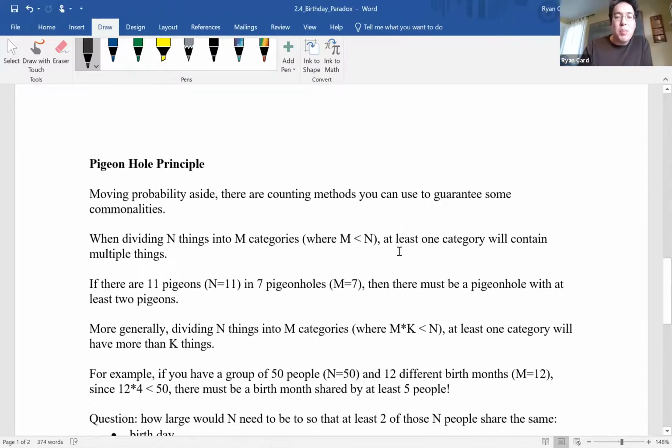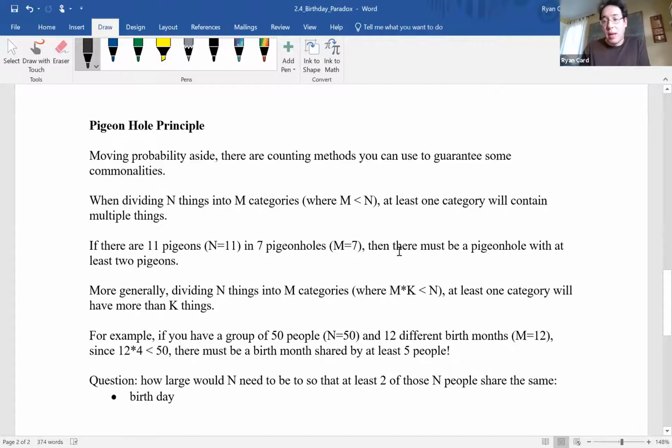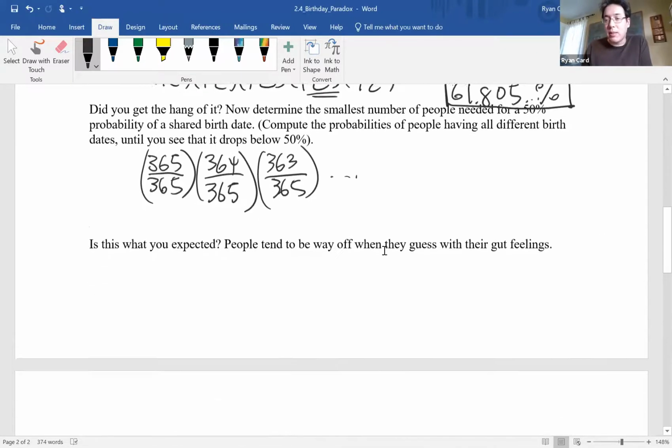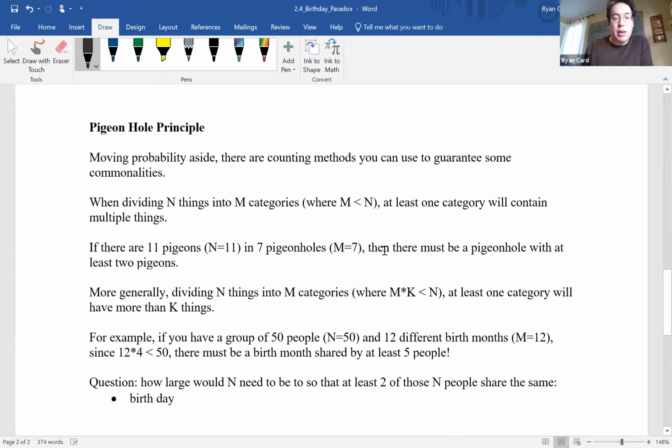Let's step away from probability a little bit and talk about some commonality that people might have just based on logic. So the birthday paradox is a probabilistic argument, but sometimes you could have a counting argument that proves that somebody has to have the same birthdays or some similar commonalities. And that's called the pigeonhole principle. So here's the idea. It's very simple.